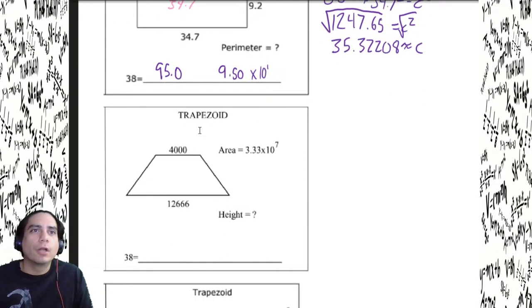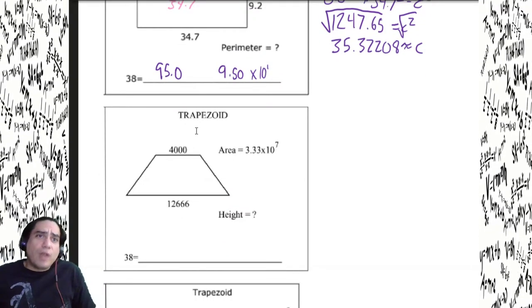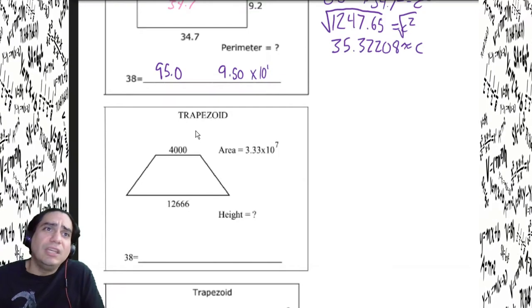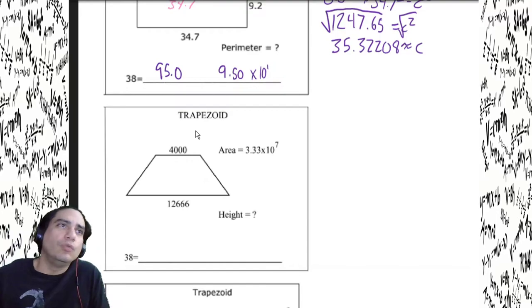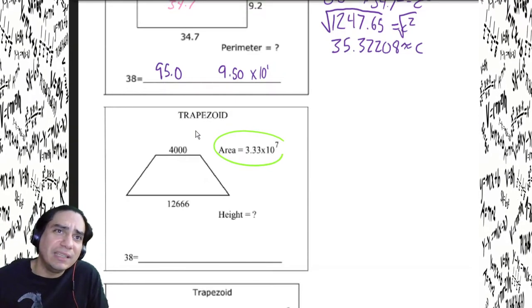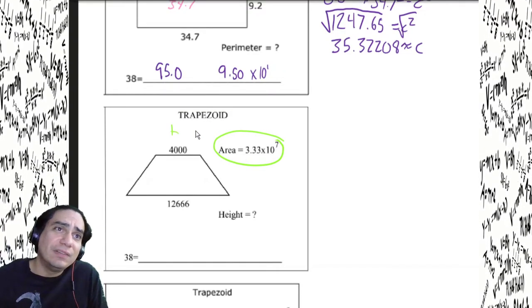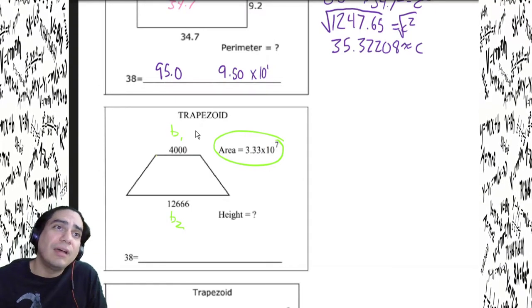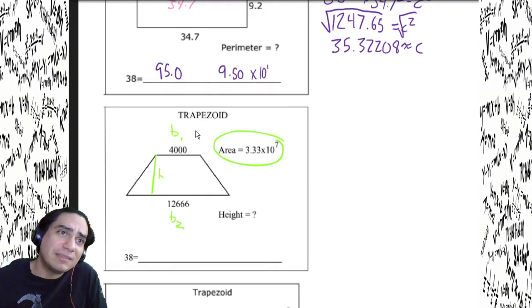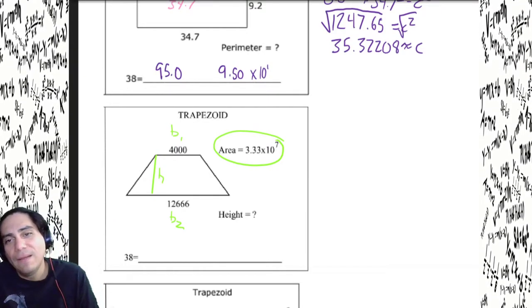Easy work. Now, this trapezoid problem, as you can see, is a little different. We've got this given to us. They've given us the area. And they gave us base 1. They gave us base 2. But something that seems missing is this height.